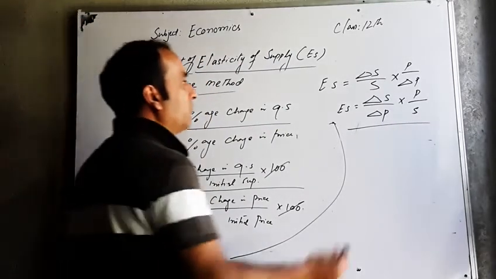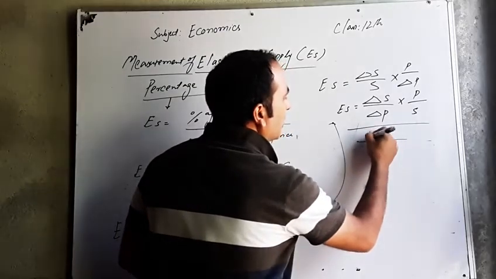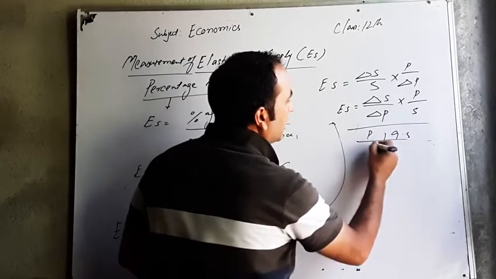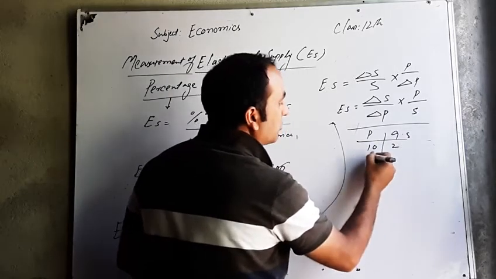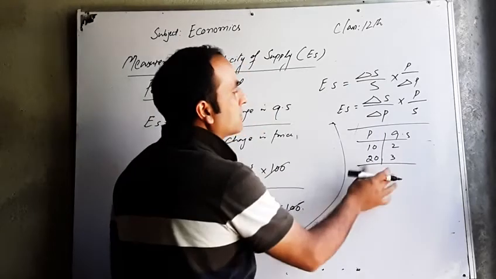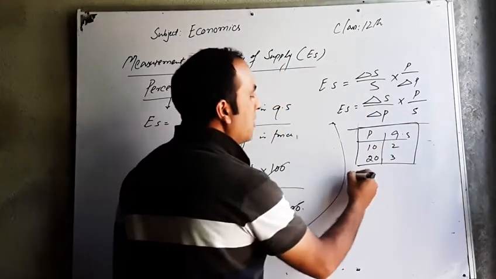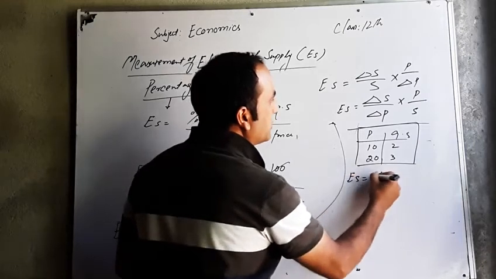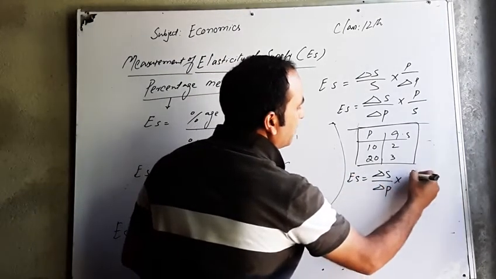So this is the formula for measuring elasticity of supply. For example, if we are asked to calculate the elasticity of supply here: if price is 10, quantity supply is 2. If price rises from 10 to 20, quantity supply rises from 2 to 3. To measure elasticity of supply by this method, we will write elasticity of supply is change in S divided by change in P multiplied by P by S.